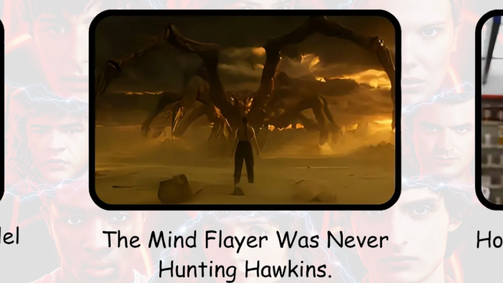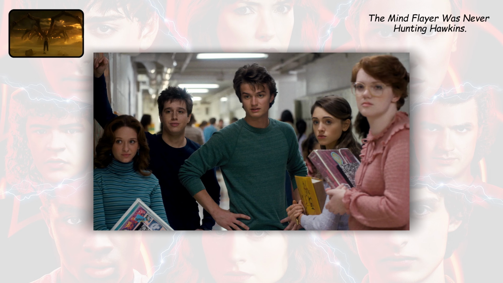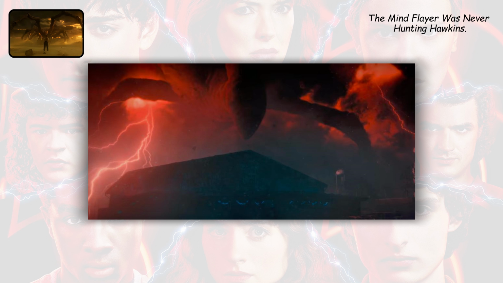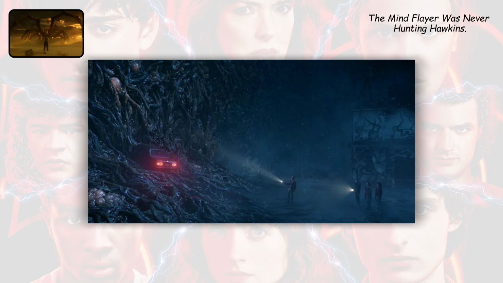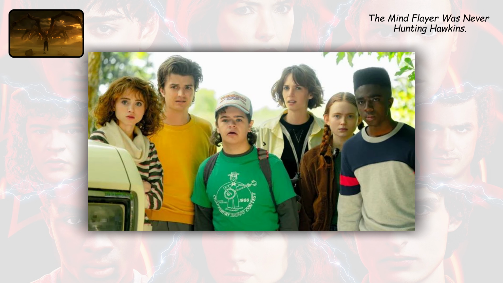Theory 3. The Mind Flayer was never hunting Hawkins. 4 seasons, hundreds of potential victims, easier targets everywhere. The Mind Flayer ignored almost all of them. The Mind Flayer is a creature of intelligence. It does not act randomly. Every move it made across 4 seasons followed a single pattern most viewers missed completely.